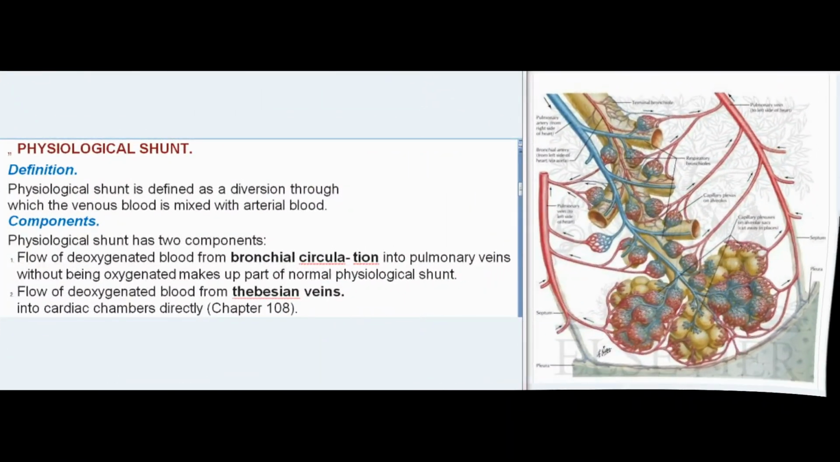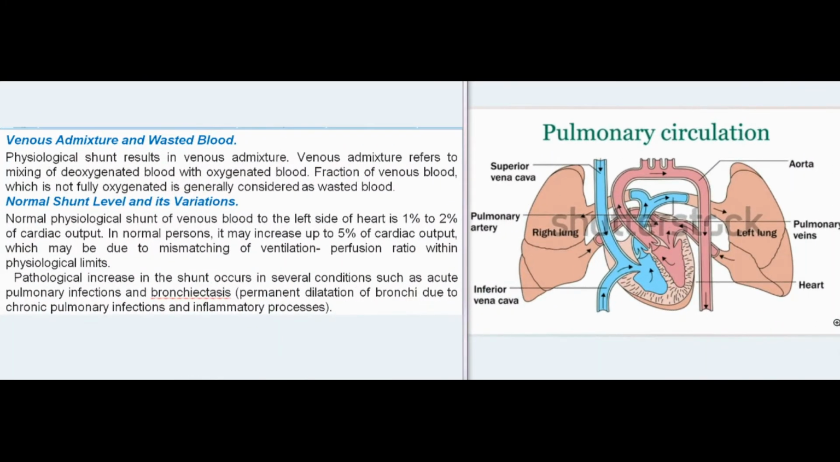Physiological shunt. Definition. Physiological shunt is defined as a diversion through which the venous blood is mixed with arterial blood. Components. Physiological shunt has two components: flow of deoxygenated blood from bronchial circulation into pulmonary veins without being oxygenated, which makes up part of the normal physiological shunt; and flow of deoxygenated blood from Thebesian veins into cardiac chambers directly, Chapter 108.